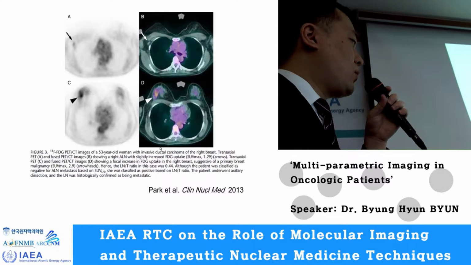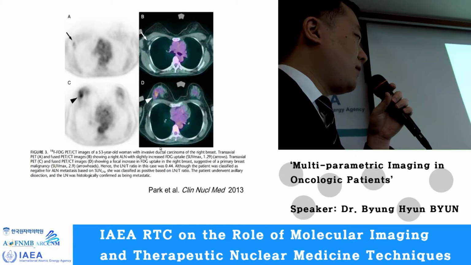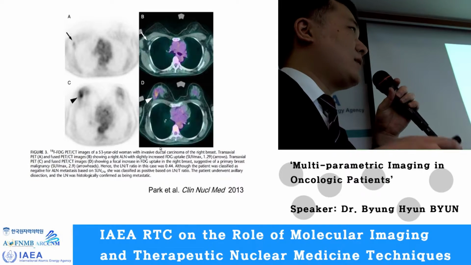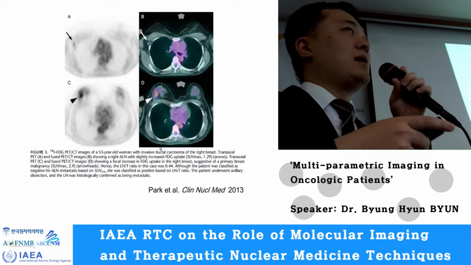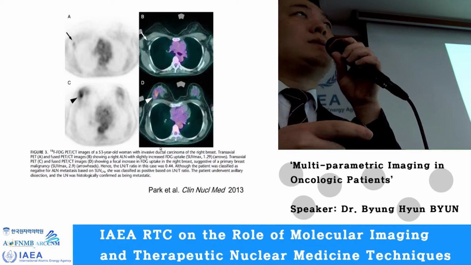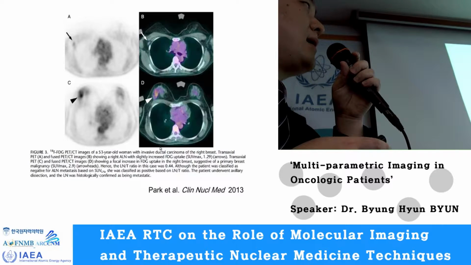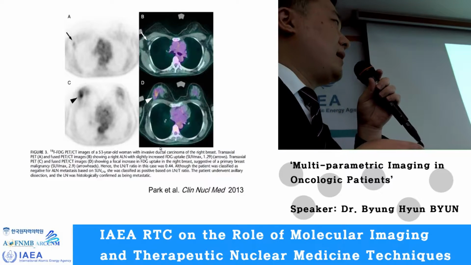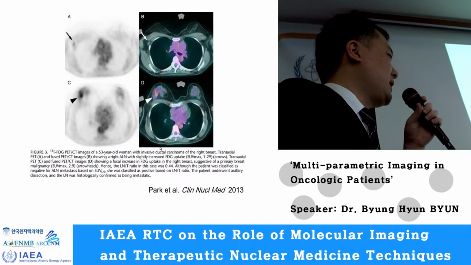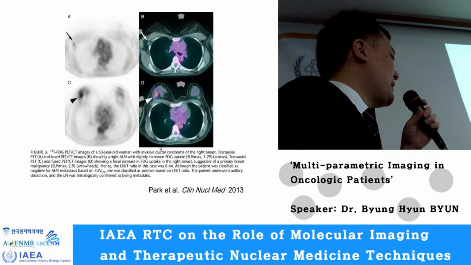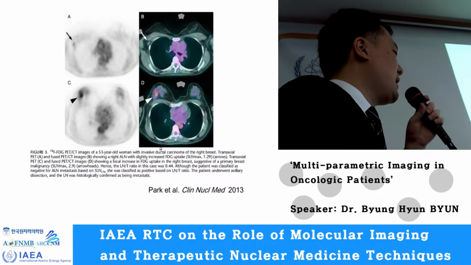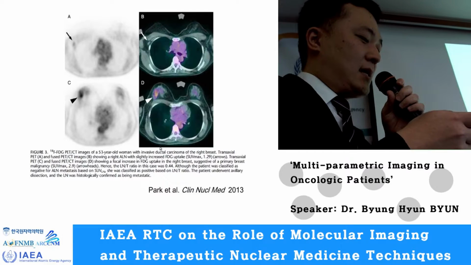So the ratio was 0.44. It was higher than 0.2. So this axillary lymph node was considered as metastasis rather than a benign node. Actually, the patient underwent axillary dissection and the node was confirmed as metastatic.